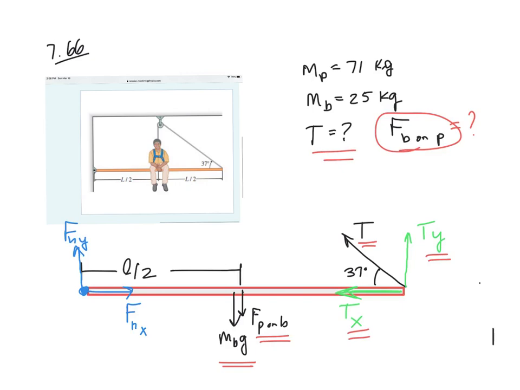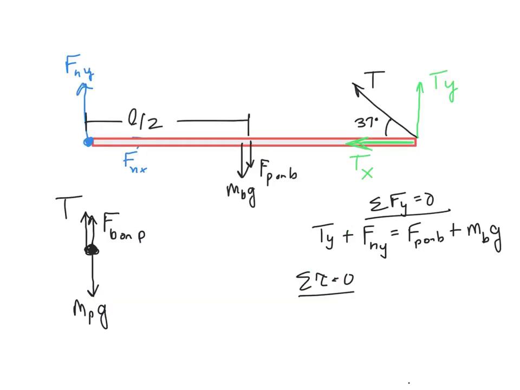Unfortunately, we have two unknowns there, actually more than that if we include the hinge forces. We don't know the tension, and we don't know the force of the professor on the beam, because not all of his weight is on the beam. He's being partially supported by the tension in the rope. Okay, so let's go to the slide here.